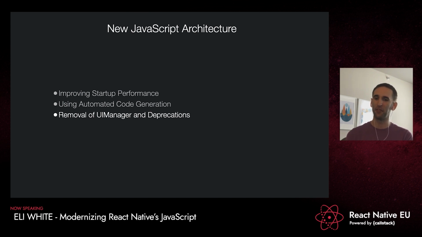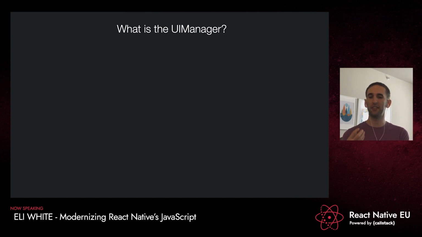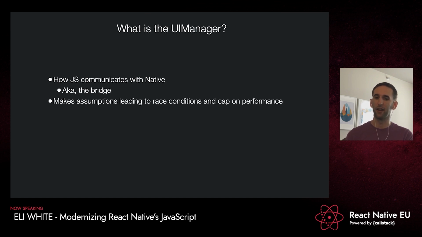And I want to first start with the UI manager. The UI manager is how JavaScript communicates with native. In a lot of ways, this is what you think of as the bridge. This is where we serialize information from JavaScript to native, and we make a bunch of assumptions in this communication path that can lead to race conditions and gives us a cap on our performance. The UI manager is not used by Fabric.